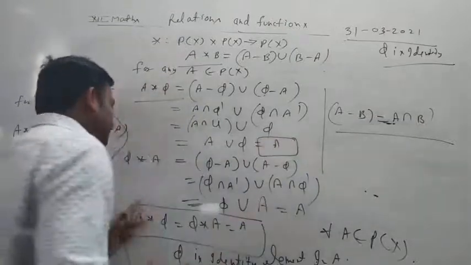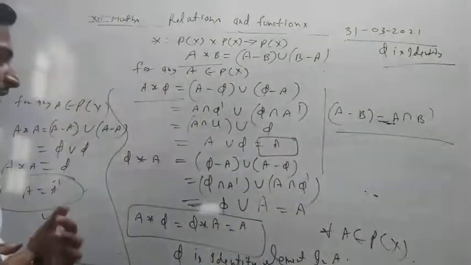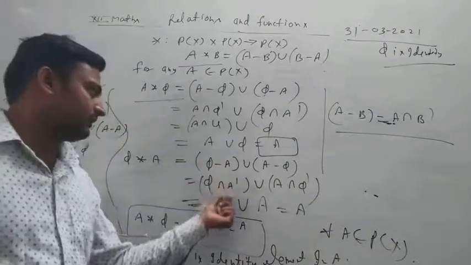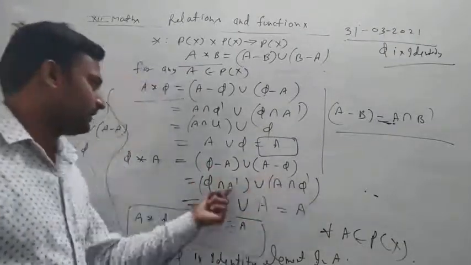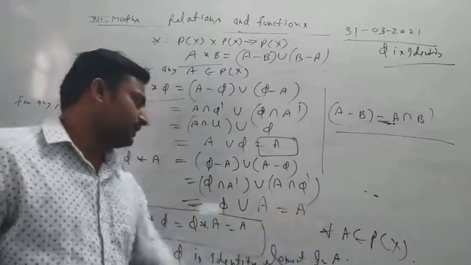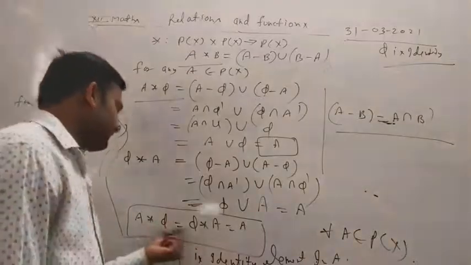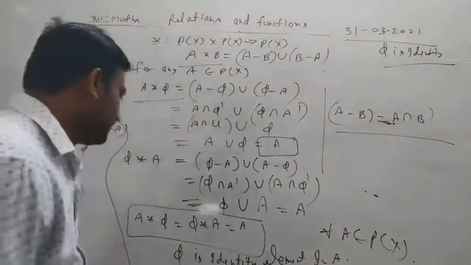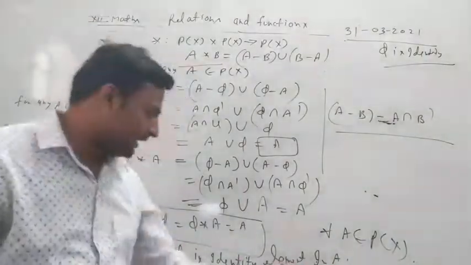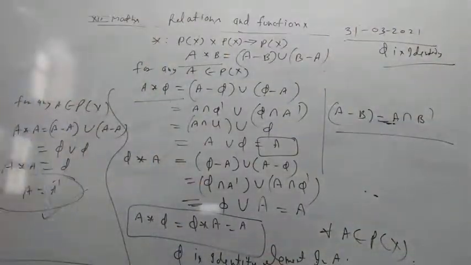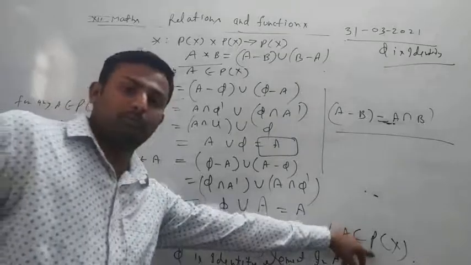Again, phi star A, students, we write from the definition phi minus A union A minus phi, we again expand this, and this we write phi, and this is A, so this is equal to A. Now we are saying this A star phi is equal to phi star A is equal to A, so this phi acts as an identity element in that set. So phi is an identity element for all A belonging to P of X.